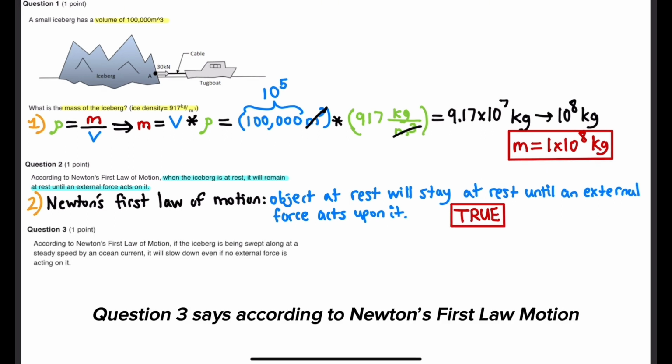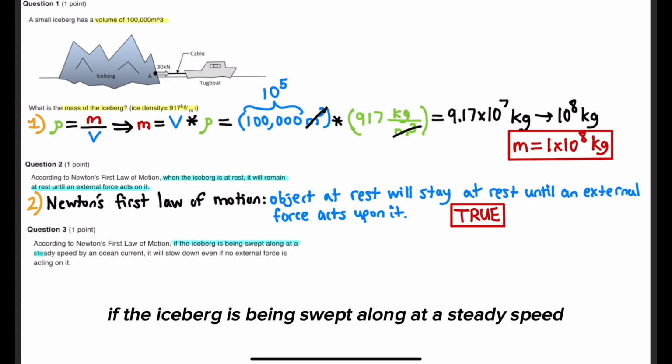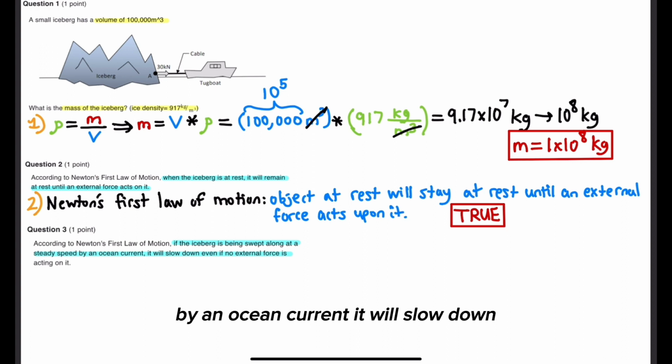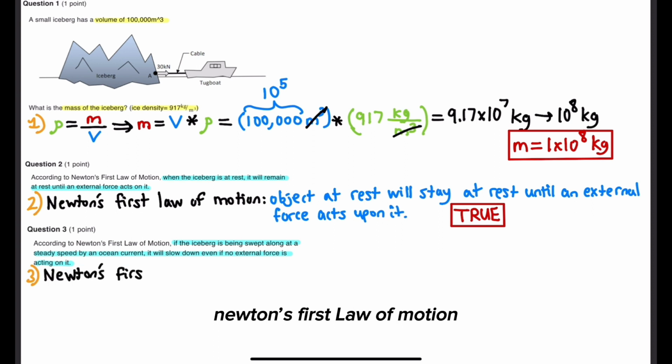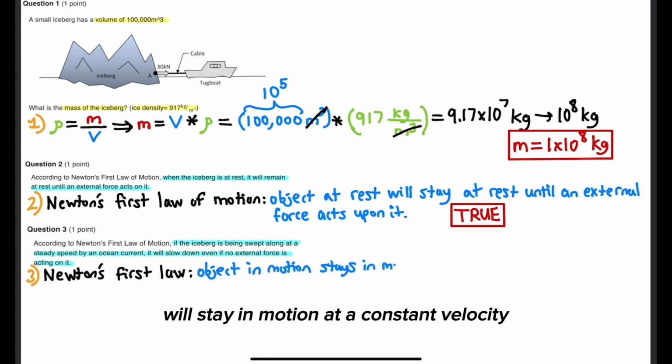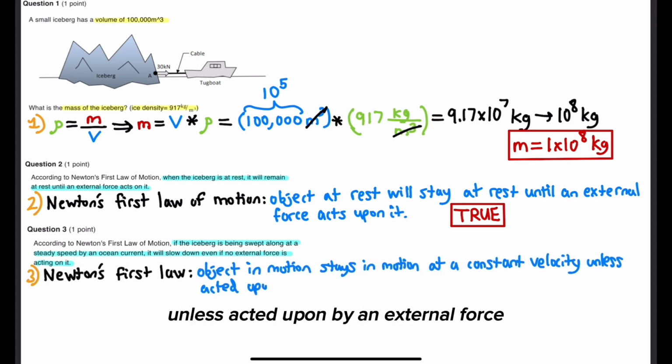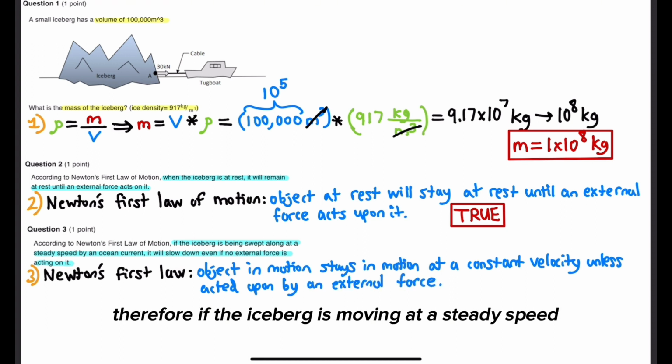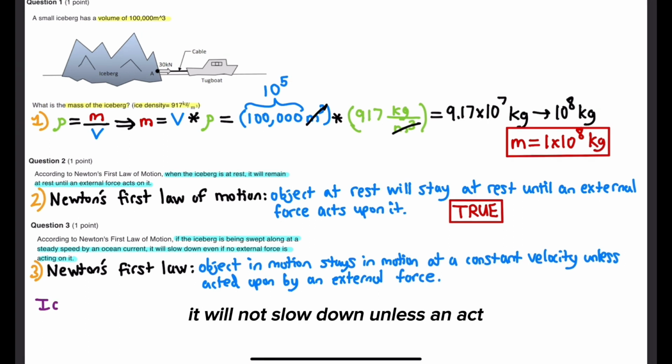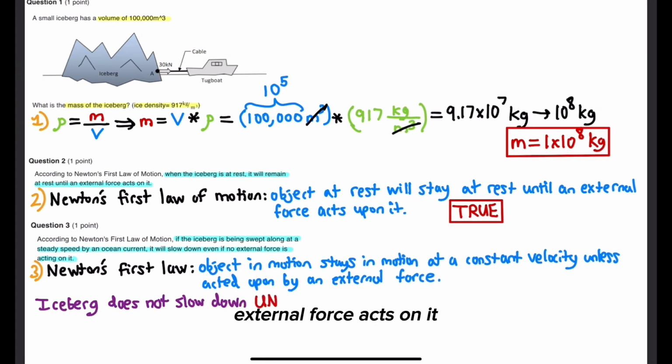Question 3 says, according to Newton's first law of motion, if the iceberg is being swept along at a steady speed by an ocean current, it will slow down even if no external force is acting on it. Newton's first law of motion also states that an object in motion will stay in motion at a constant velocity unless acted upon by an external force. Therefore, if the iceberg is moving at a steady speed, it will not slow down unless an external force acts on it. Therefore, this statement is false.